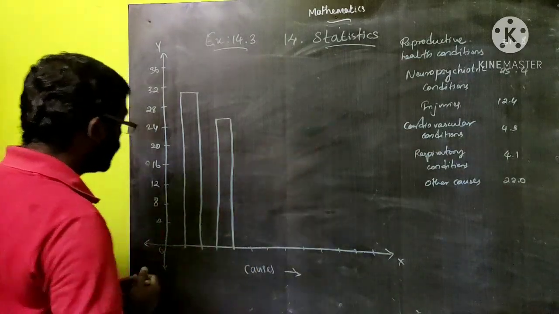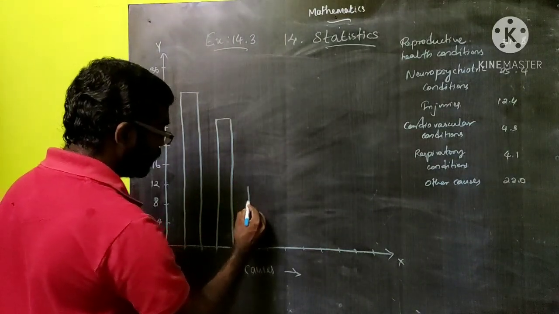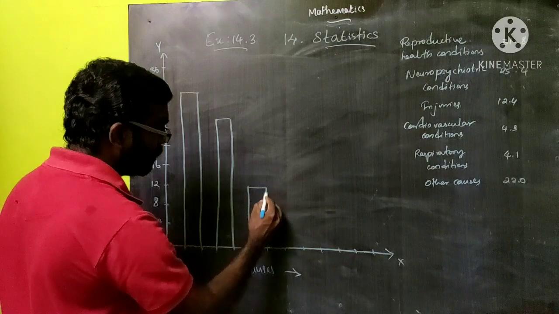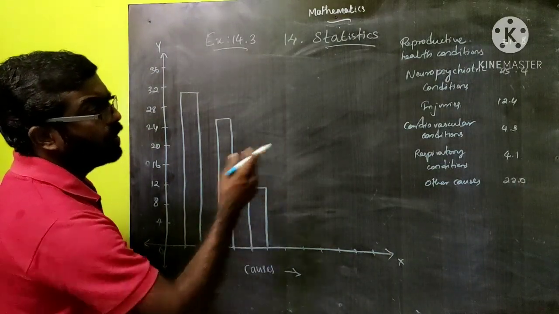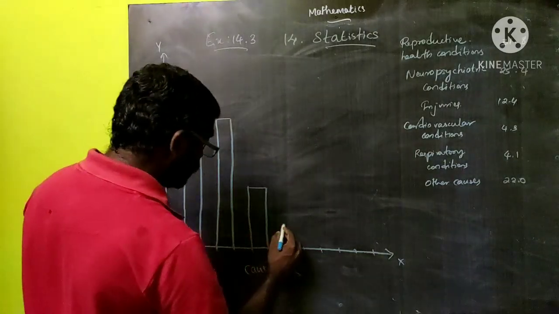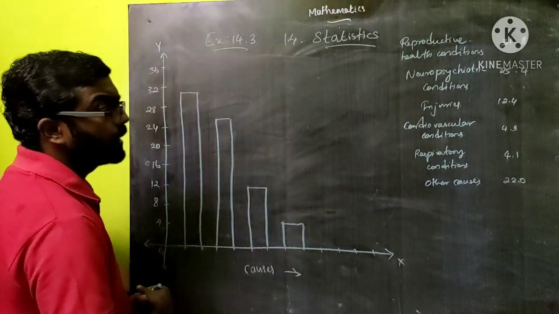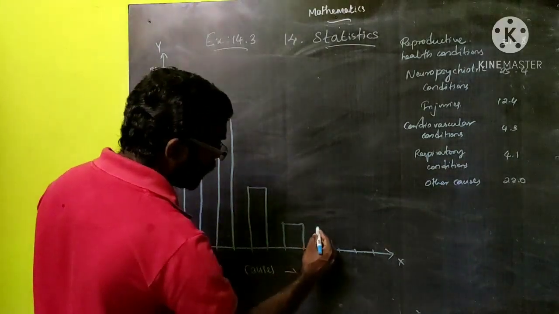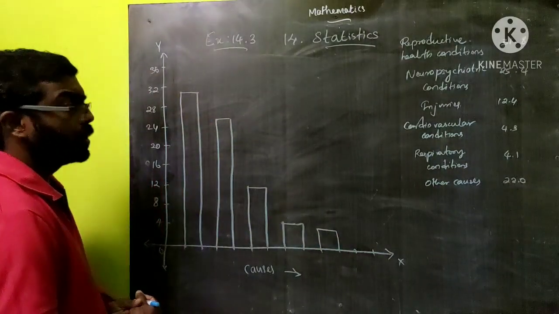Then injuries, 12.4. Then leave a space. Cardiovascular conditions 4.3. Then respiratory conditions 4.1. Other causes 22.